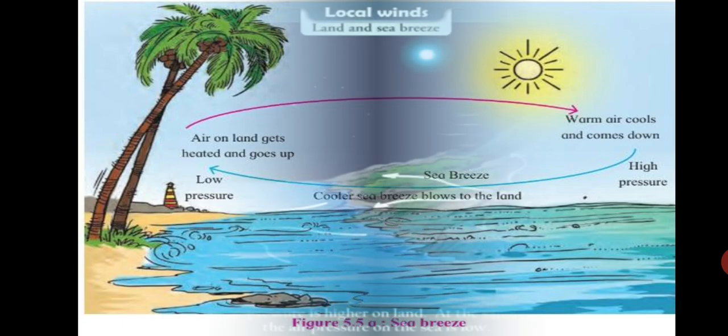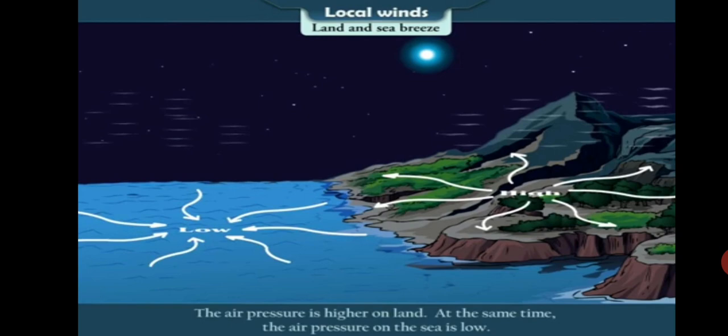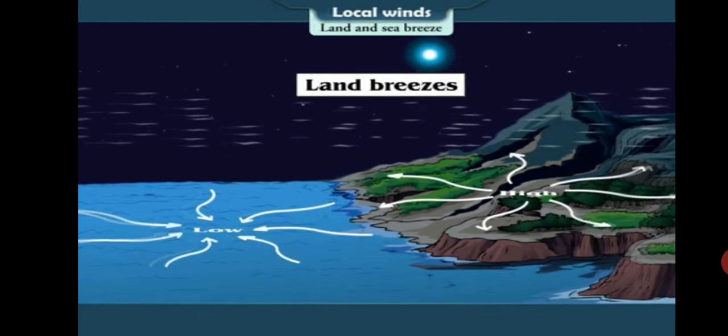Okay. Now let us study about the land breeze. During night time, the air pressure is higher on land. At the same time, the air pressure on the sea is low. You can see at night time the temperature is low. Land cools down faster compared to the sea. So, hence the land breeze blows from land towards the sea during the night.